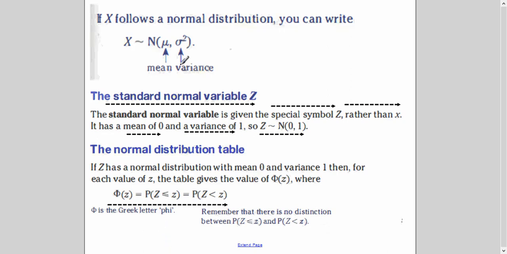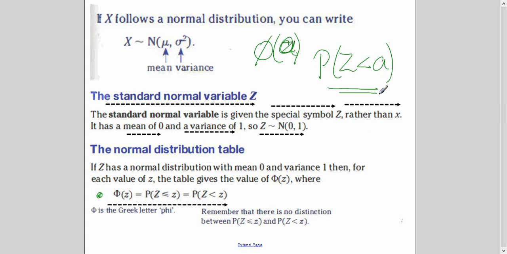Whatever I have explained is just written all over here again. You can pause the video if you want. The notation, if it is written phi z, simply means probability of z less than whatever the value is here. Let me call it a, for example. It means I'm talking about this. So the meaning of this notation is this, right?